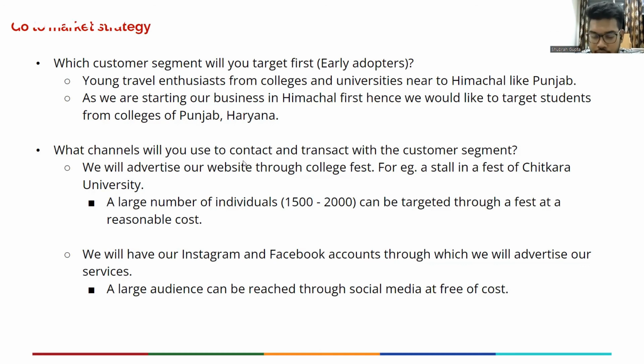And then what channels are you using? We are using the channel of colleges, like going to the college, organizing a small stall there, and educating the people around about our website. So we can easily target around 1,500 to 2,000 individuals there through this website at a very small cost. We also wanted to show some ads, but considering the fact that we will not have too much money in our hands to spend on these kinds of things, we will be targeting the colleges. Along with this, we'll also let them know that we have Instagram pages and Facebook accounts, which will advertise more of our service and provide a place so that they can become our customers.